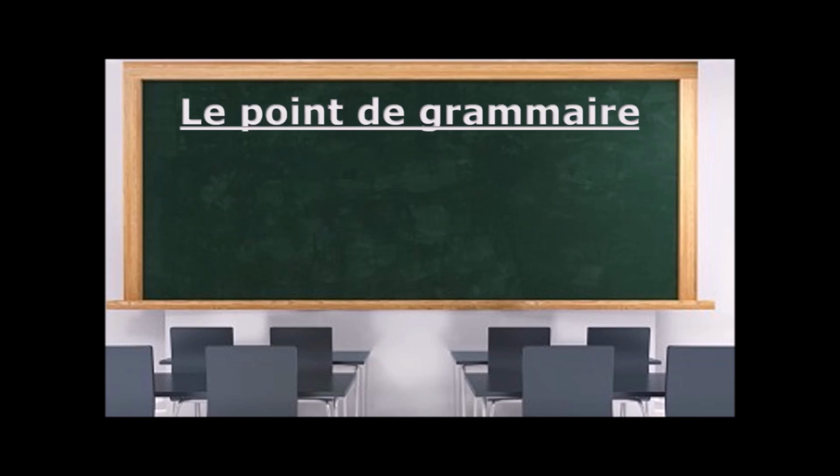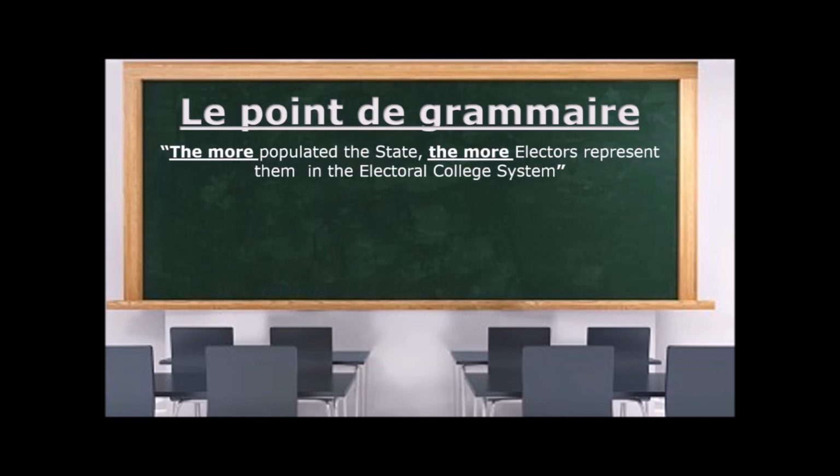Le point de grammaire. Rappelez-vous, lors de la phase des collèges électoraux, the more populated the state, the more electors represent them in the electoral college system. Ce double comparatif est formé avec le the, suivi de la forme comparative en cas d'adjectif court et de more dans les autres cas, notamment si c'est une proposition, comme ici dans l'exemple. Cela signifie ici que plus l'État est peuplé, plus ils auront d'électeurs qui les représenteront lors des collèges électoraux.